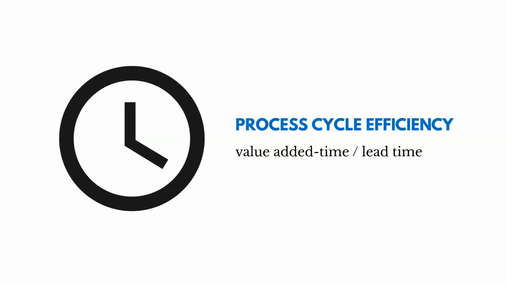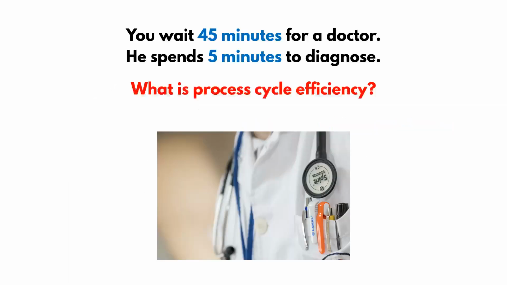Then there's process cycle efficiency. It's taking the value-added time in the process and dividing it by the overall lead time, the entire processing. Okay, so here's an example. Let's say you wait 45 minutes for a doctor. That's non-value-added. And then he spends 5 minutes to diagnose your problem. That's value-added time. So the question is, what is the process cycle efficiency?